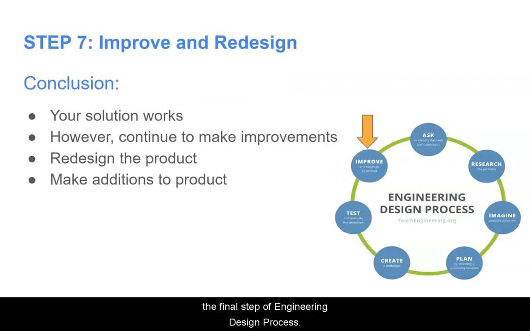Step 7. Improve and redesign. This is the final step of the engineering design process. In this step, the final product has been created and the goal of the project has been achieved. Even though the project is done, additions or improvements can continue to be made.